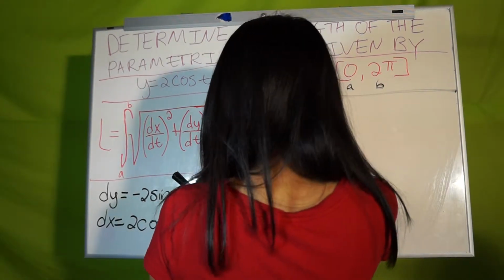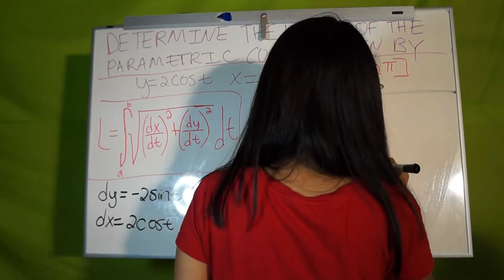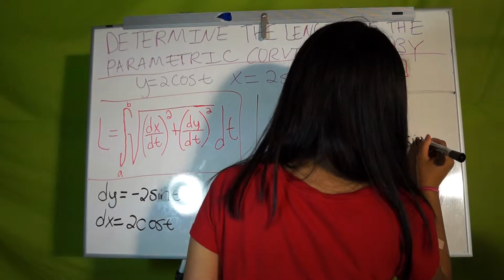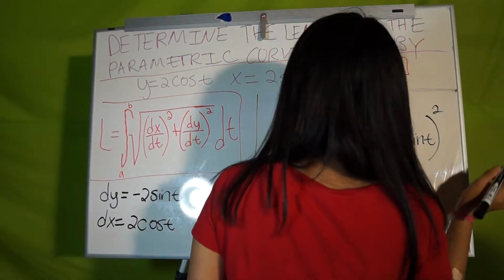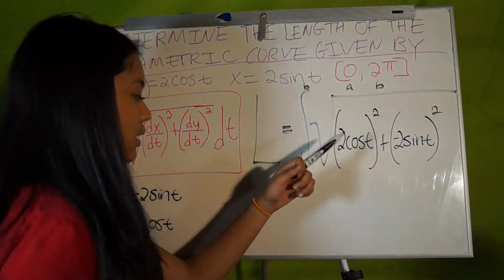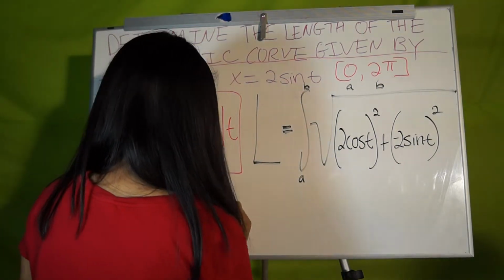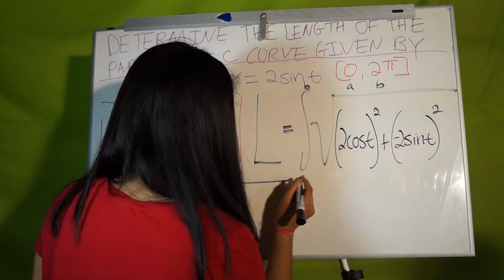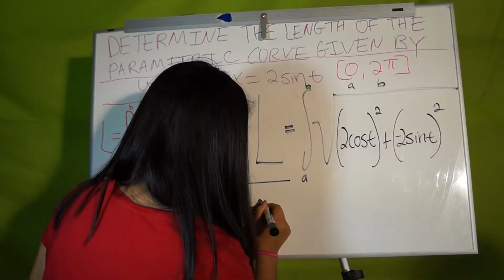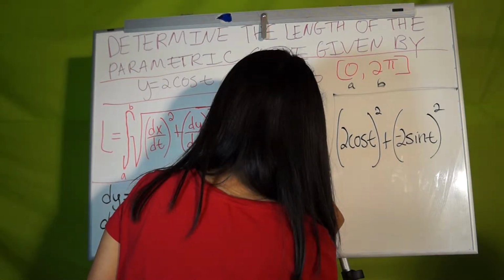So 2 cosine t squared plus negative 2 sine t squared. Alright, now we're at this point, so I'm just going to write it over here. So we know that this is 4 cosine squared t plus 4 sine squared t.